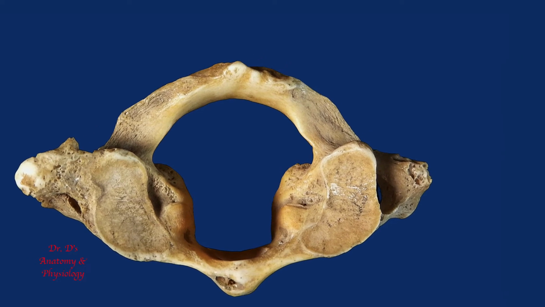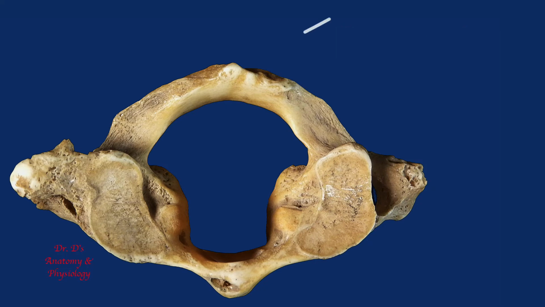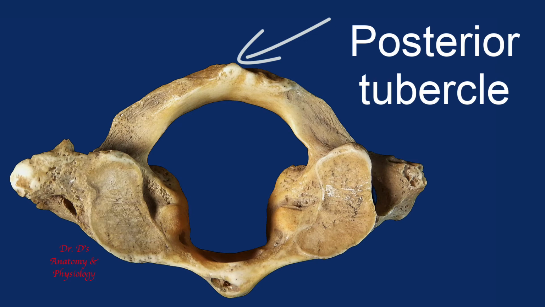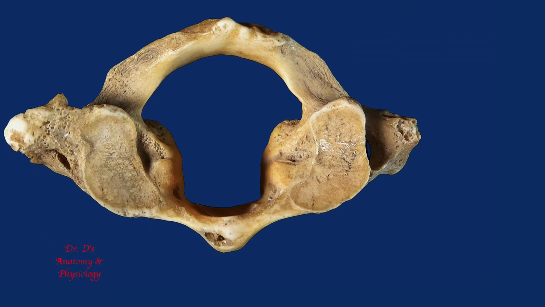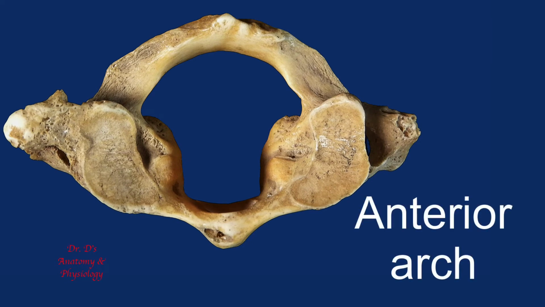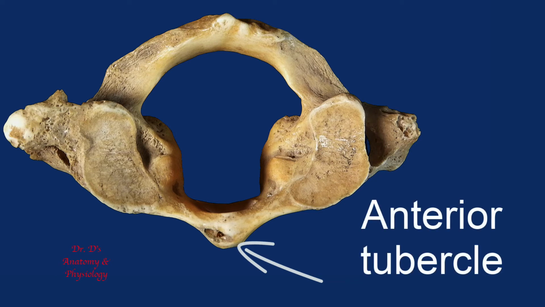The neural arch is going to be called the posterior arch, because we're going to see there's an anterior arch. And on the very top of this posterior arch, we have a bump, which is referred to as the posterior tubercle. And then we have the anterior arch, which also has a bump, which is referred to as the anterior tubercle.